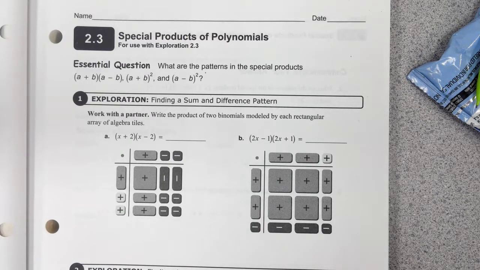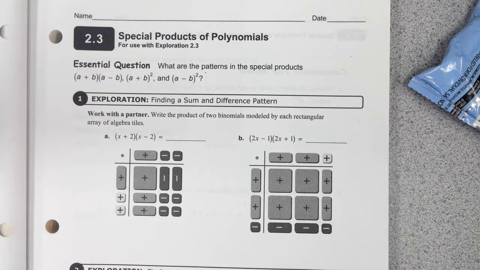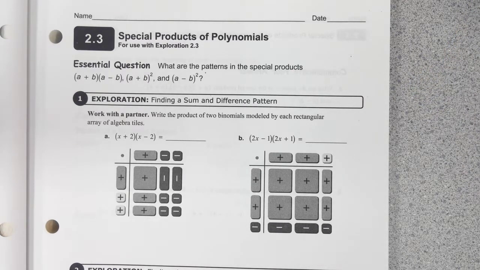Guys, this is page 43 of your student journal, section 2.3, special products of polynomials. Honestly, if you understood 2.2, which is multiplying, this is more of the same, except it's a shortcut. So again, if you understand what's happening fundamentally, you don't really have to worry about this shortcut. But if you do, then this will just make it easier.